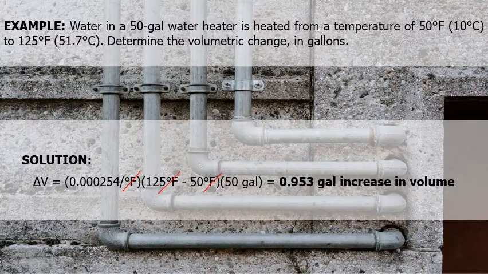We further multiply this by the initial volume, which is 50 gallons. Calculating, that is equal to 0.953 gallons, which is the volumetric change or increase in volume due to expanding water because of water heating.